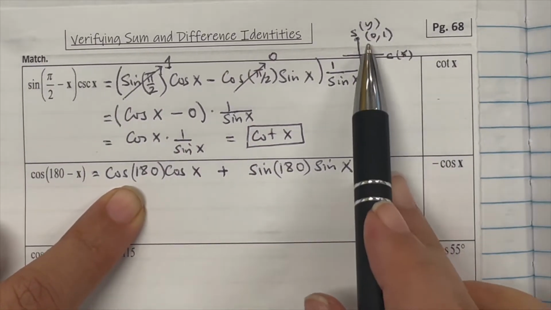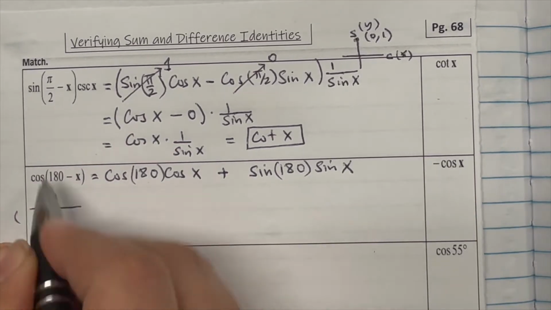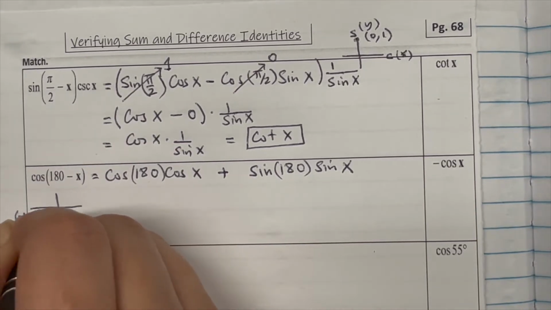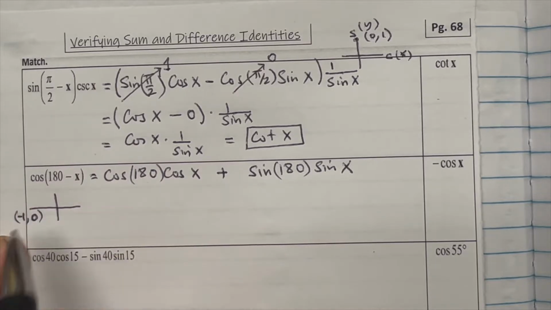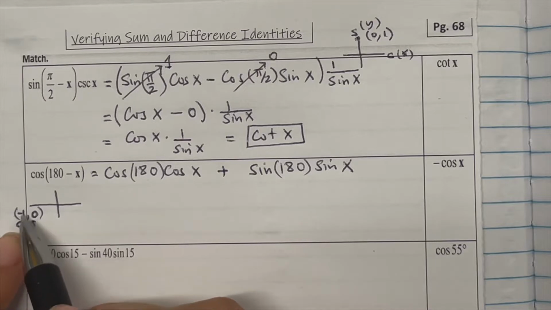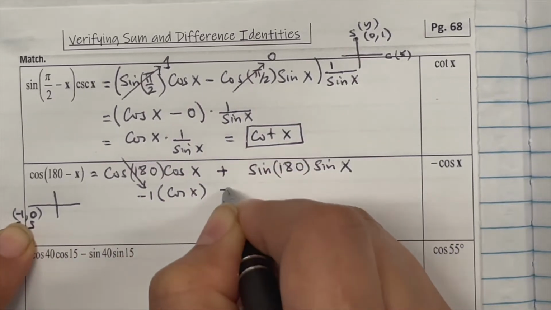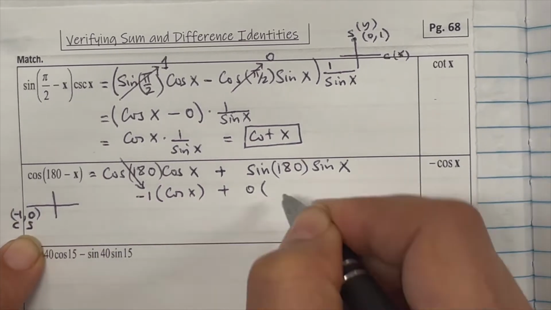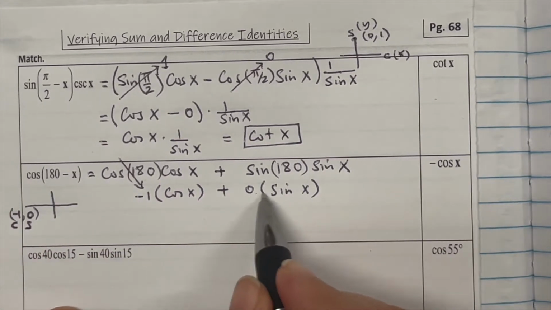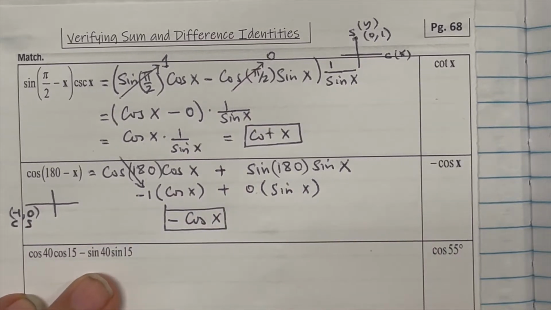Okay, so cosine of 180. We're going to do the same thing: 90, 180, so that's going to be the coordinate (-1, 0). The first one is cosine, the second one is sine. This is a listening check, coloring cosine 180 minus x. So cosine of 180 is negative 1 times cosine x plus sine of 180, which is 0, times sine x. So this is going to give me negative cosine x, and 0 times sine x is 0.